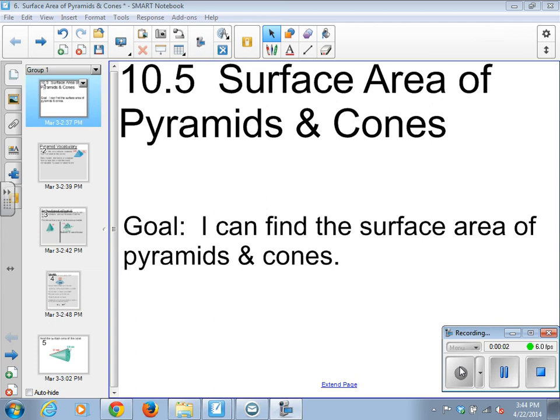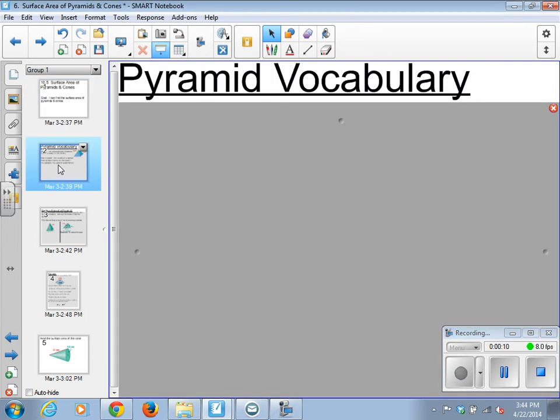Today we're looking at the surface area of pyramids and cones. Our goal is to find the surface area of pyramids and cones. We will start with some pyramid vocabulary.